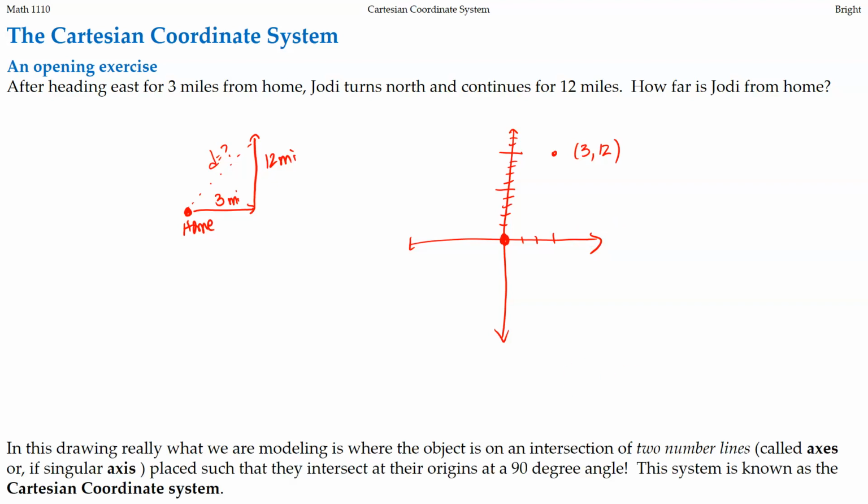And so what we're actually doing is taking two number lines, right? One is going left and right, the other one's going from bottom to top on the screen, and we intersect them at their zeros. So this point right here would be 0 for the first number line and 0 for the second number line, and doing that creates the Cartesian coordinate system, and we call those two number lines axes, or if we're looking at one of those number lines, we call it an axis.